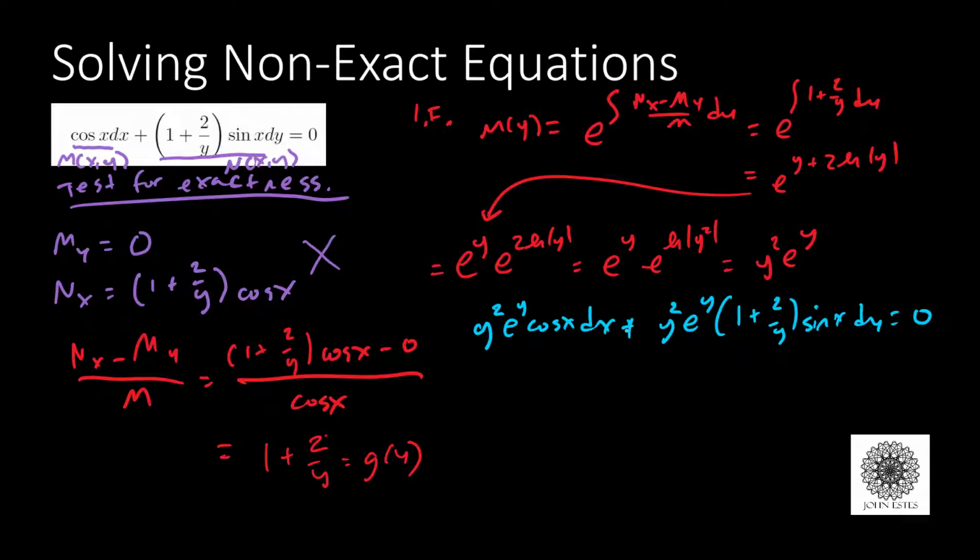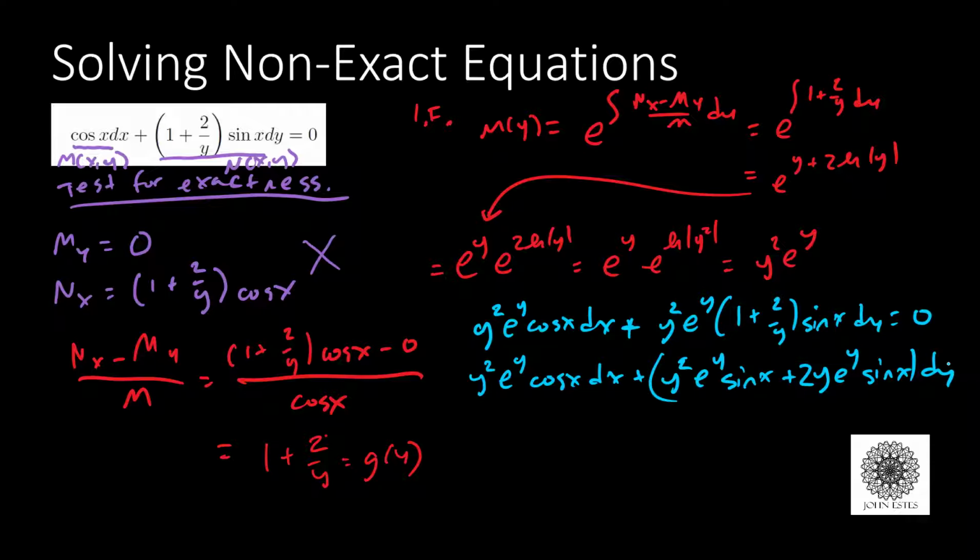And it may help if I clean this up a little bit. So I'm going to have y squared e to the y cosine x dx plus y squared e to the y sine x plus y to the first power times 2 e to the y sine x, and all of that dy equals 0. So now this is an exact equation, and we know how to solve it. And in fact, I will show you how to solve this.